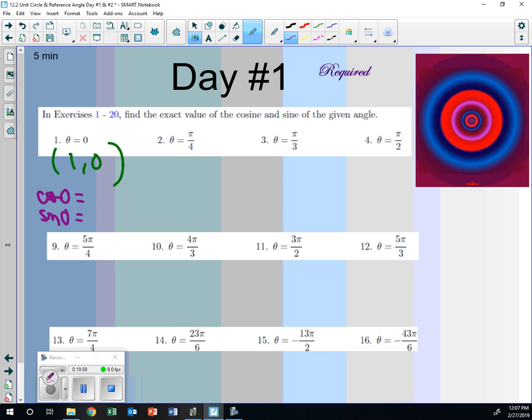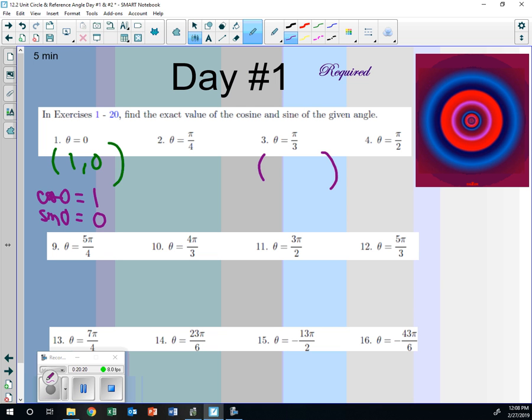Raise your hand if you think it's 1. Raise your hand if you think it's 0. Okay, raise your hand if you thought it was 1 again. There you go. So it's 1, and then the sine is 0. Okay, go to number 2 here. It says, oh, that was too easy. Go to 3. Go to the unit circle, find out what's the coordinate first.